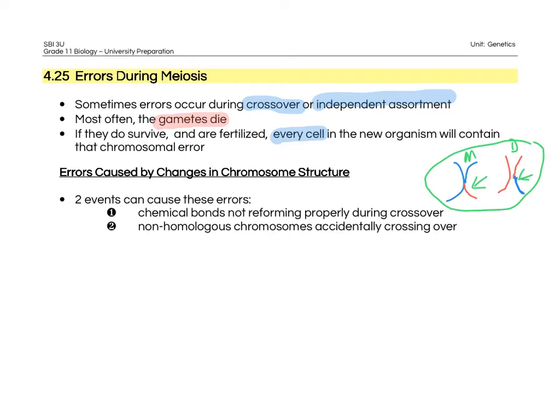But the problem is that if you have non-homologous chromosomes crossing over, then you're not switching the same type of genetic information between those chromosomes, and that leads to error.